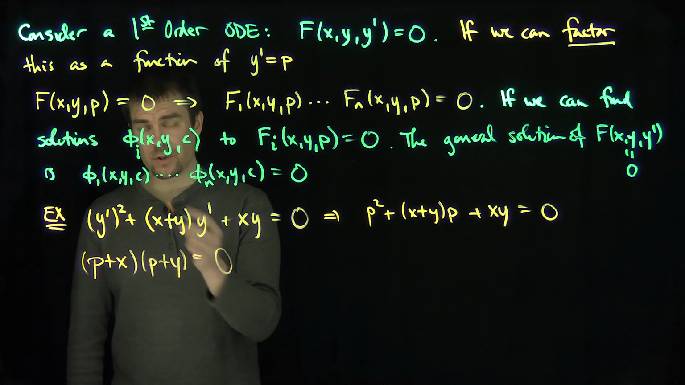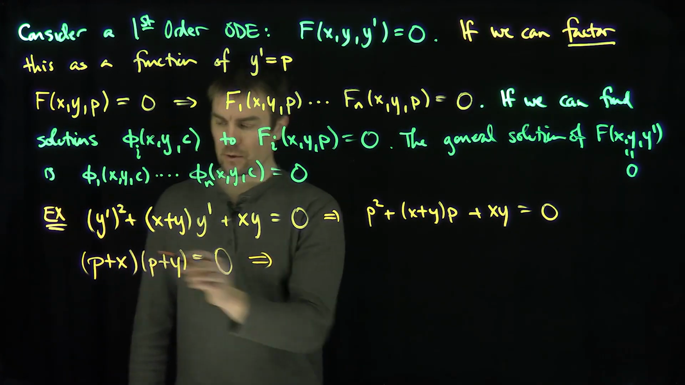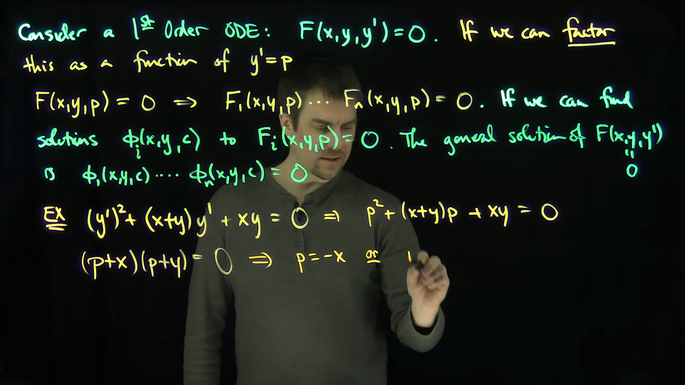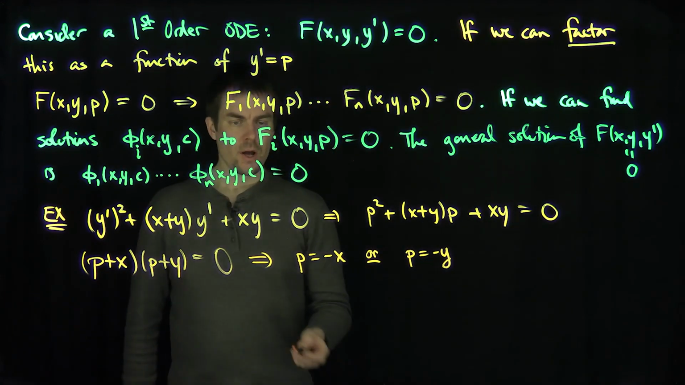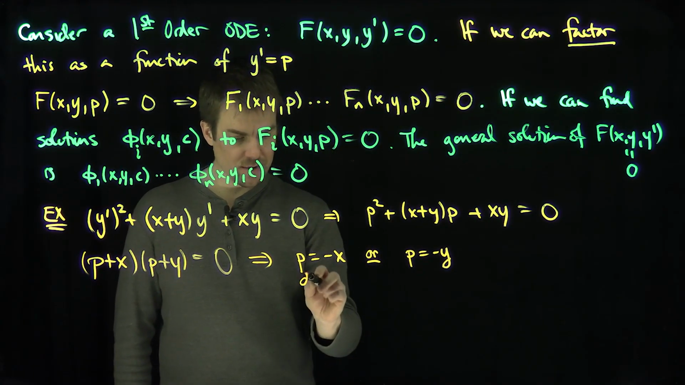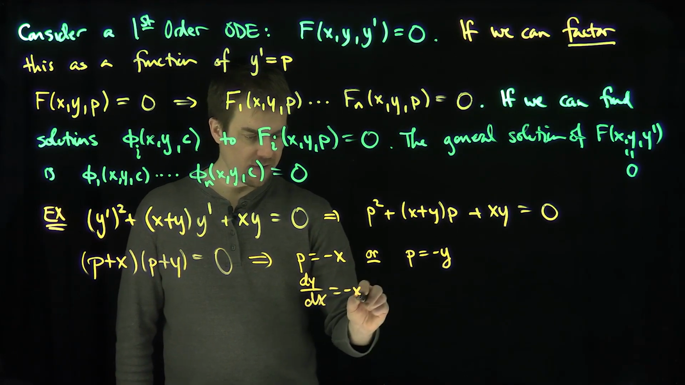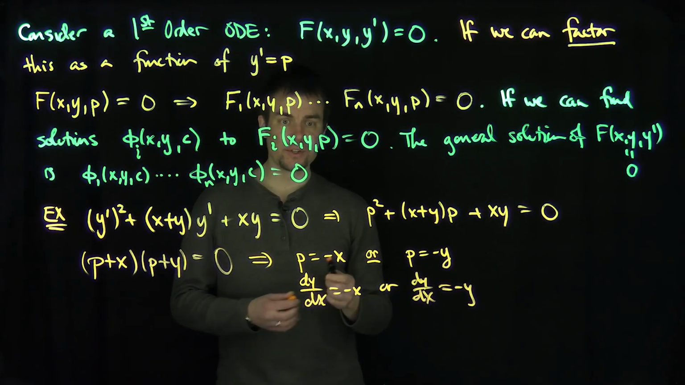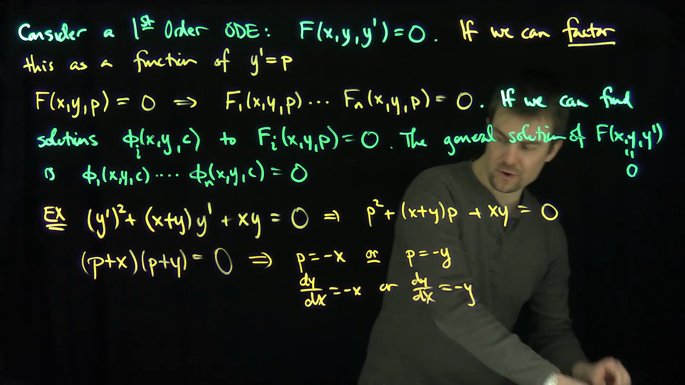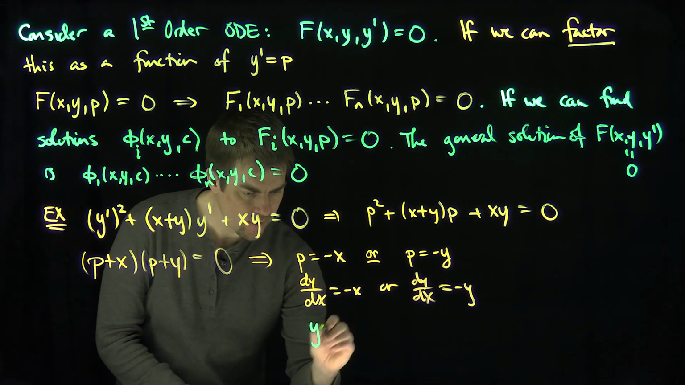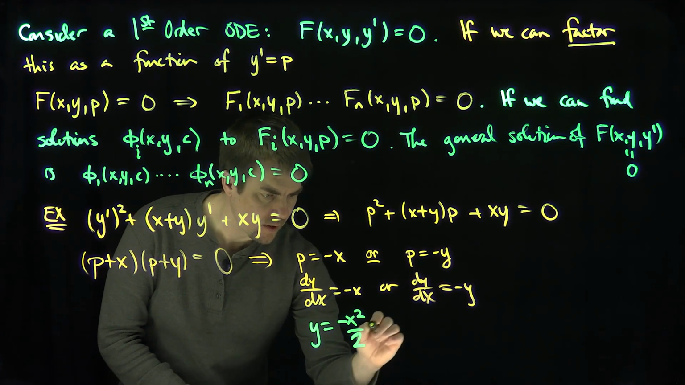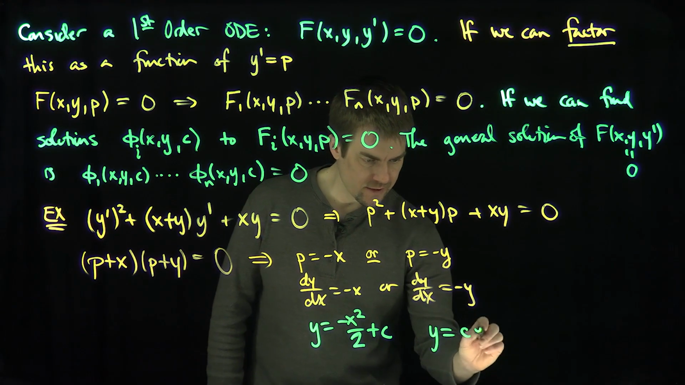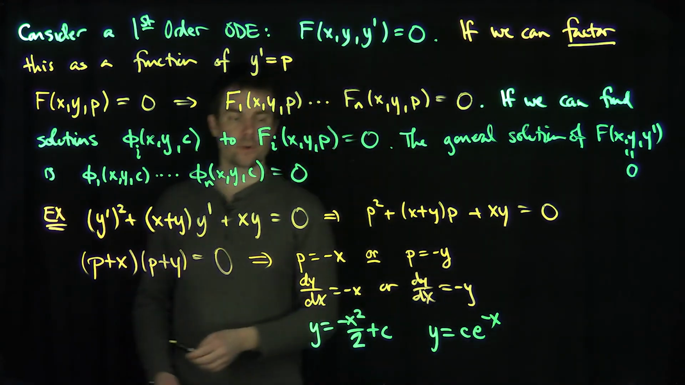Now each of these individual differential equations is easy to solve. The first factor is just saying that p is equal to negative x, and the second factor is p is equal to negative y. This is y prime, so this is dy dx, so dy dx is equal to negative x, or dy dx is equal to negative y. And we know what the solutions of each of these individual differential equations are. The solution of the first is y equals negative x squared over 2 plus c. And the solution of the second is y equals a constant c times e to the negative x. So I just solve each of those individual differential equations separately.